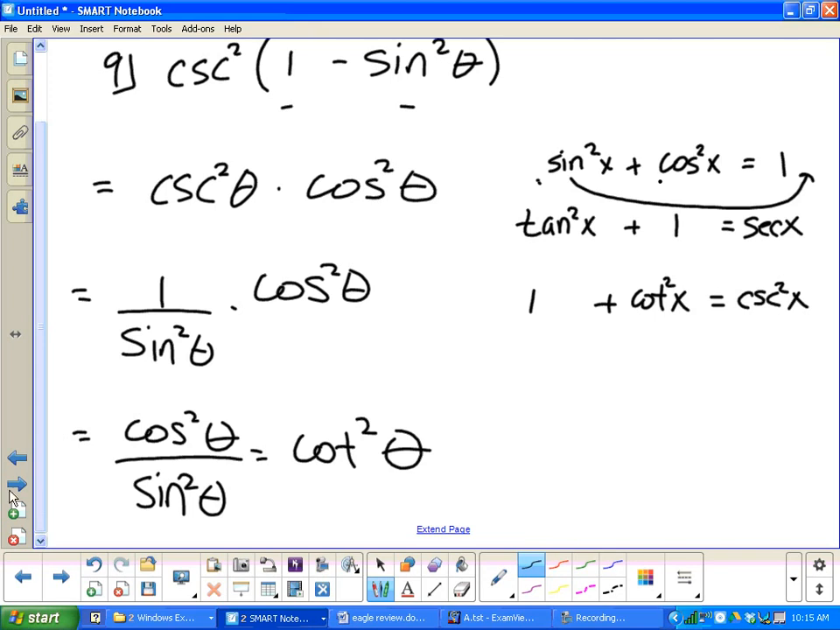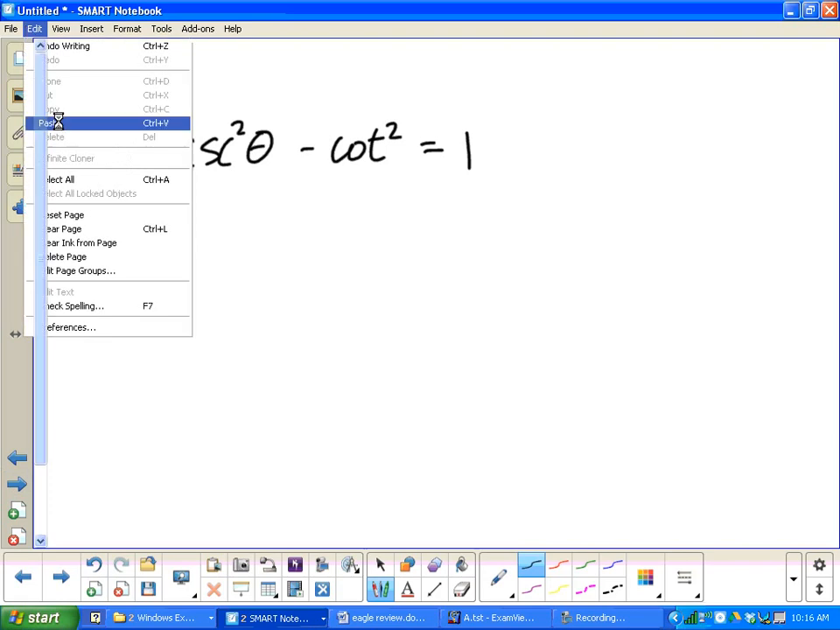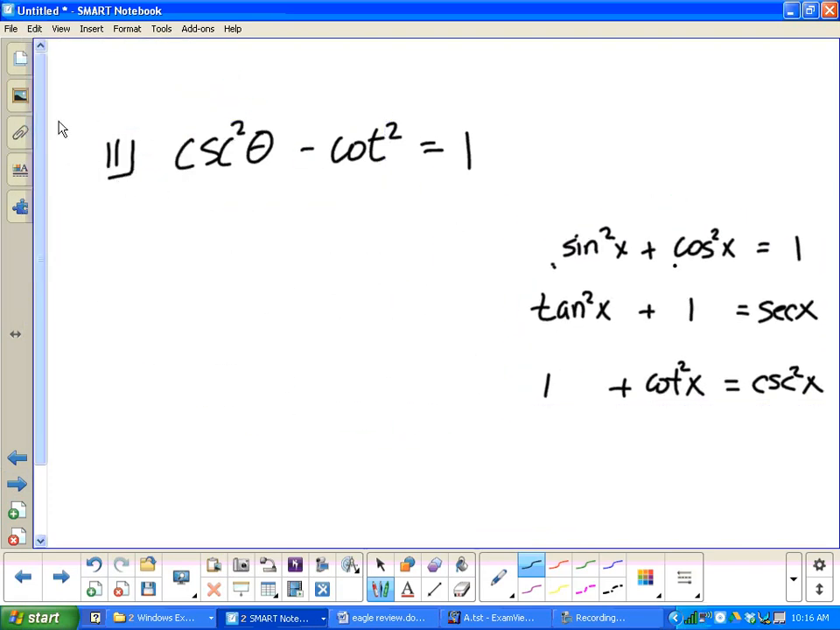Okay. All right, let's try this one. This one's pretty easy. All right, so how can we get a cosecant squared minus a cotangent squared? Oh, dang, I left the answer on it. That's just one. Yeah. So that was pretty easy, wasn't it?